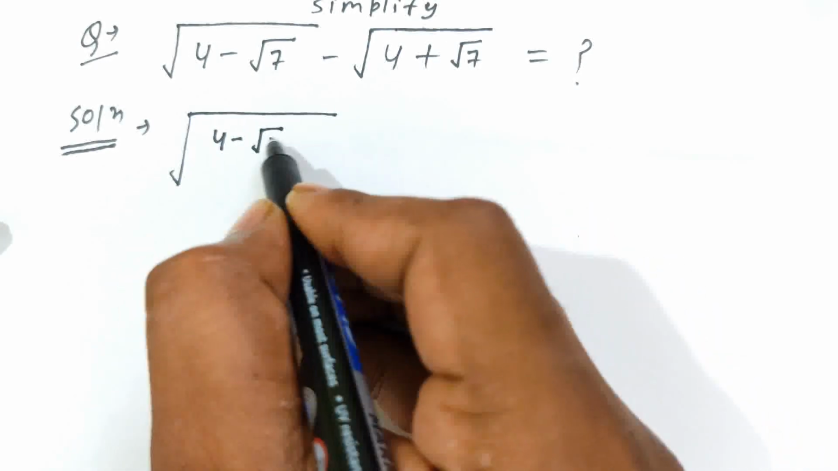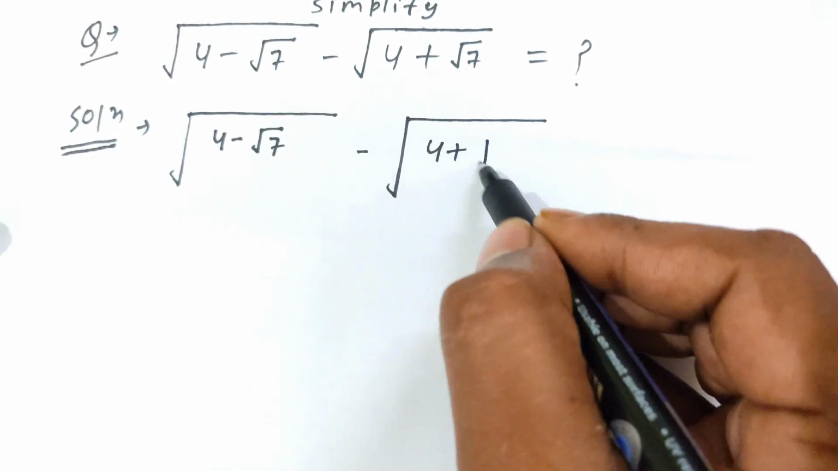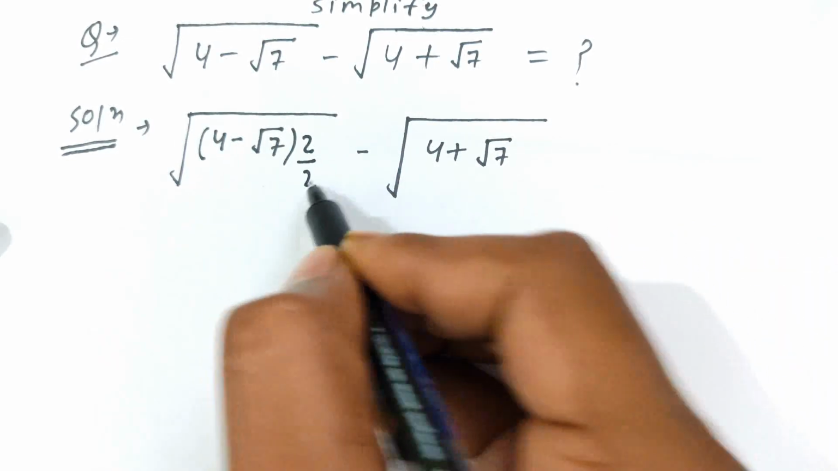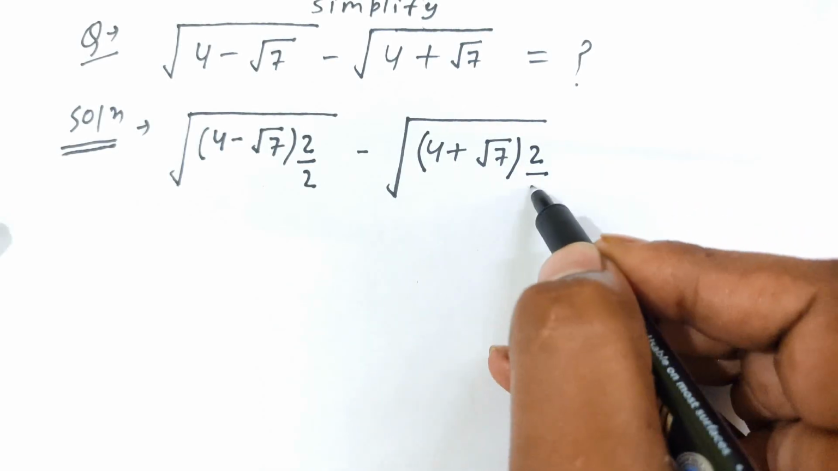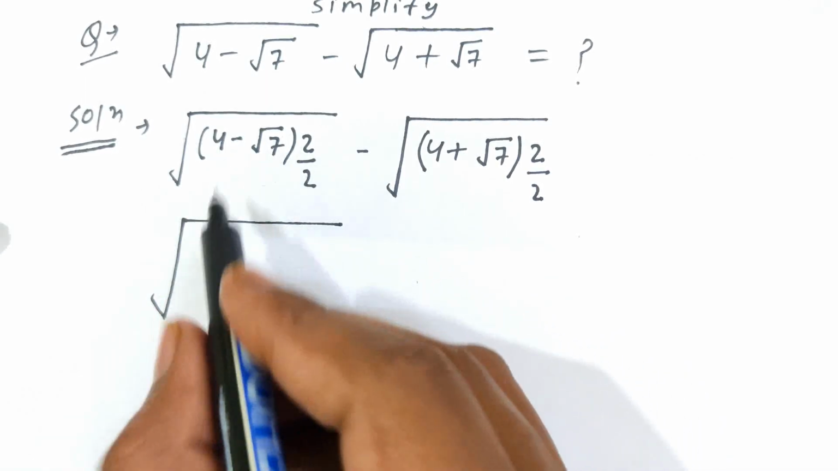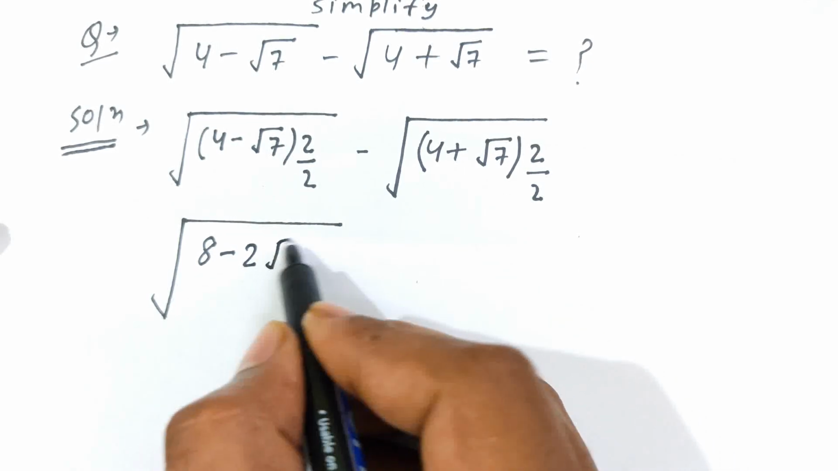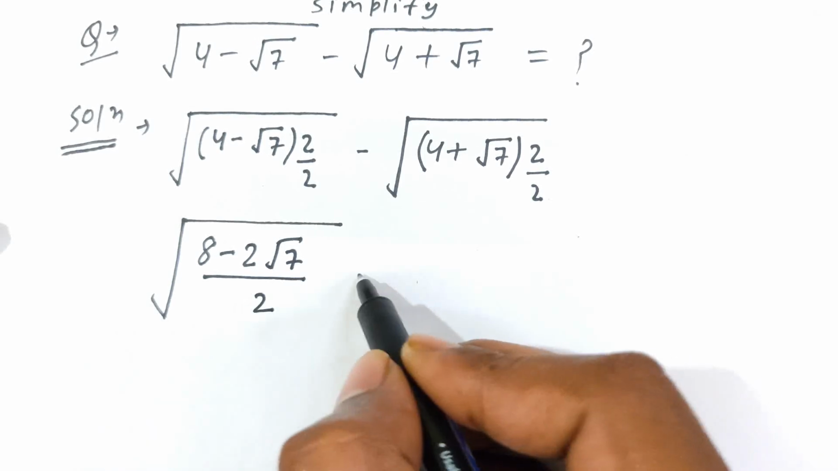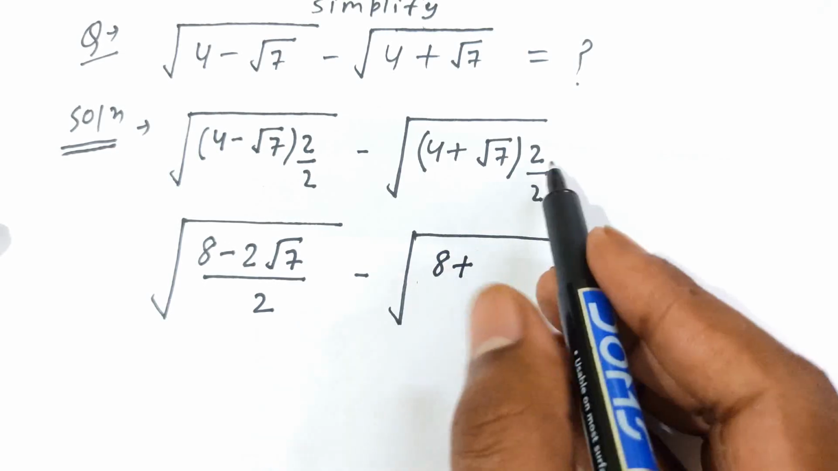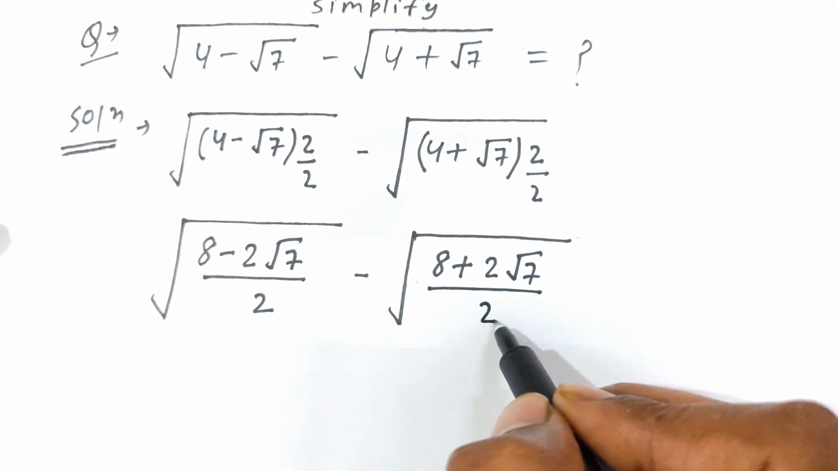Here square root of 4 minus square root of 7 minus square root of 4 plus square root of 7. Here if we multiply by 2 and divide by 2, and here if we multiply by 2 and divide by 2, then square root of this 2 is multiplied by 4, then we get 8, minus this 2 is multiplied by square root of 7, then we get 2 times square root of 7 and divide by 2, minus square root of this 2 is multiplied by 4, then we get 8, plus this 2 is multiplied by square root of 7, then we get 2 times square root of 7 and divide by 2.